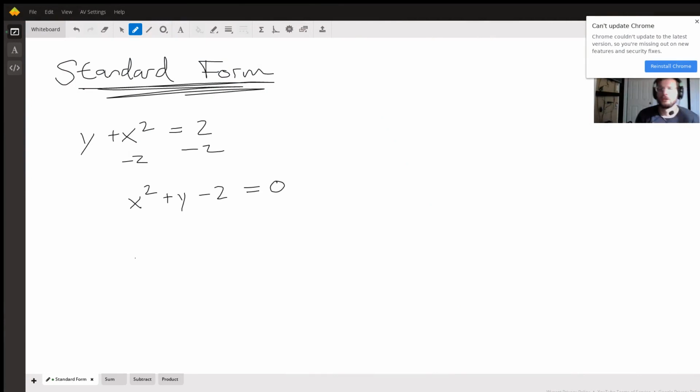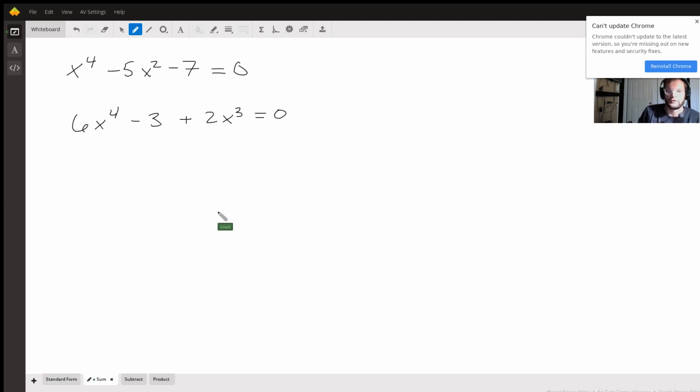So the question asked is adding, subtracting, and multiplying two algebraic equations together, and then writing them in standard form. First of all, standard form is pretty common in algebra, and basically it takes the equation and sets it equal to 0. So if we have this equation here, y plus x squared equals 2. If we subtract 2 from both sides, we'll end up with x squared plus y minus 2 equal to 0, and this would be standard form. Basically, whenever you have variables and numbers and you set it equal to 0.